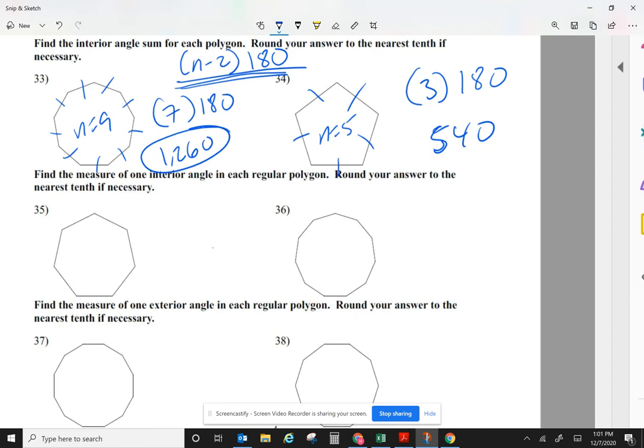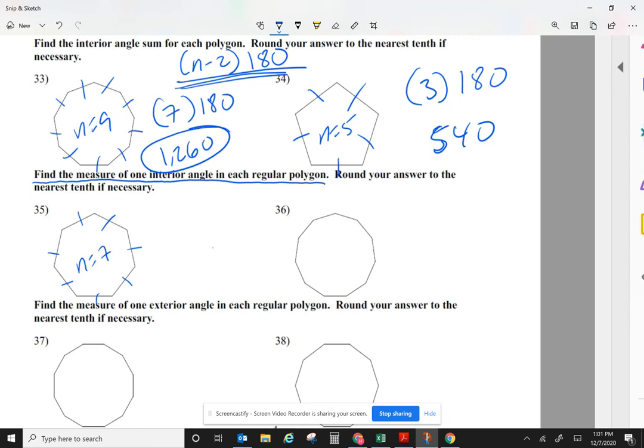Now, questions 35 and 36, it says, find the measure of one interior angle in each regular polygon. Regular means that all the angles are the same. Round your answer to the nearest tenth if necessary. So first of all, let me see how many sides I have. 1, 2, 3, 4, 5, 6, 7.